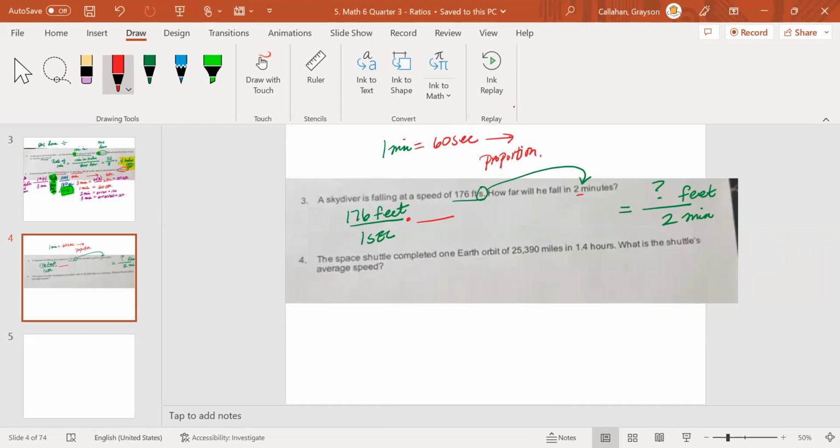Because you need to convert it to minutes, because you need 2 minutes. If I convert it to 1 minute, then I just need to double it to 2 minutes. I'm sorry you don't get that, but just hang on there. So this is a proportion.